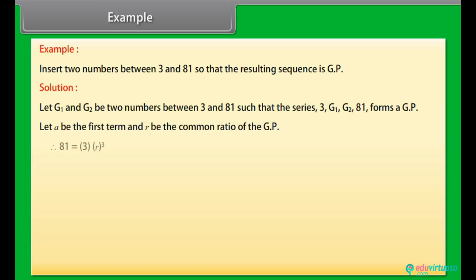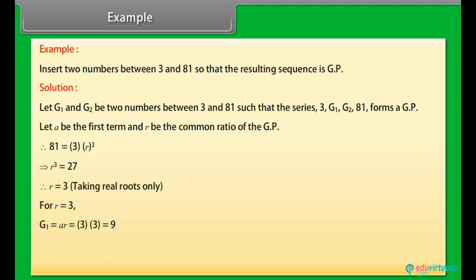Therefore, 81 is equal to 3 into r cubed. It implies r cubed is equal to 27. Therefore, r is equal to 3, taking real roots only. For r equal to 3, G1 is equal to a into r, which is 3 into 3, which is equal to 9. G2 is equal to a into r squared, which is 3 into 3 squared, equal to 27. Thus, the required two numbers are 9 and 27.